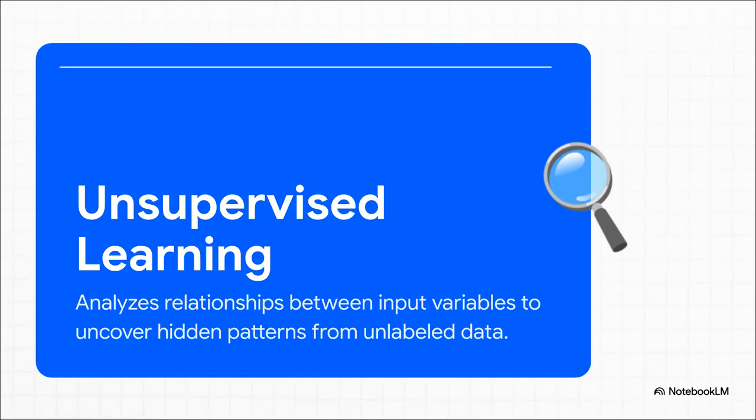All right, so now for the second path: unsupervised learning. Now this is different. Here, we don't give the machine the answer key. We just hand it a giant, messy pile of data and basically say, go find something interesting. It's pure discovery. The machine is looking for patterns that we, as humans, might not even know exist.